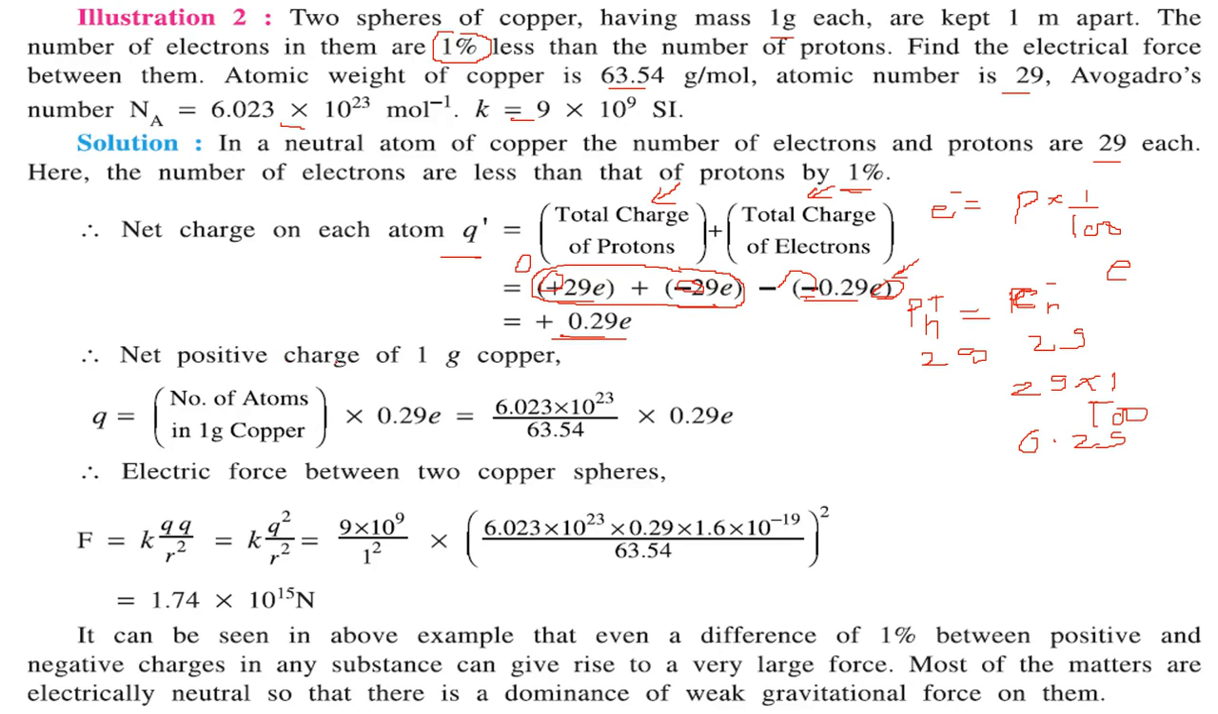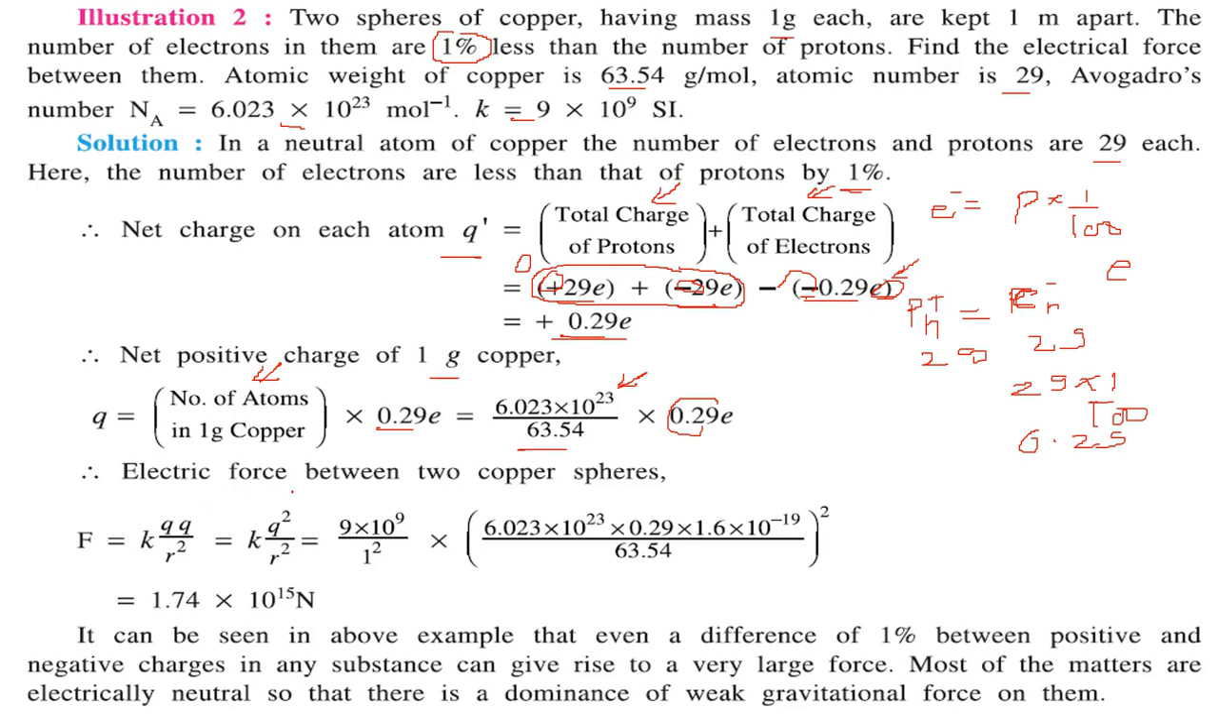So the net positive charge on 1 gram of copper will be what? We have to find the number of atoms in 1 gram of copper. This will be found by the Avogadro number divided by the atomic weight. We know how to find this number of atoms in 1 gram of copper, and it is multiplied by this many charges. So this is the total charge.